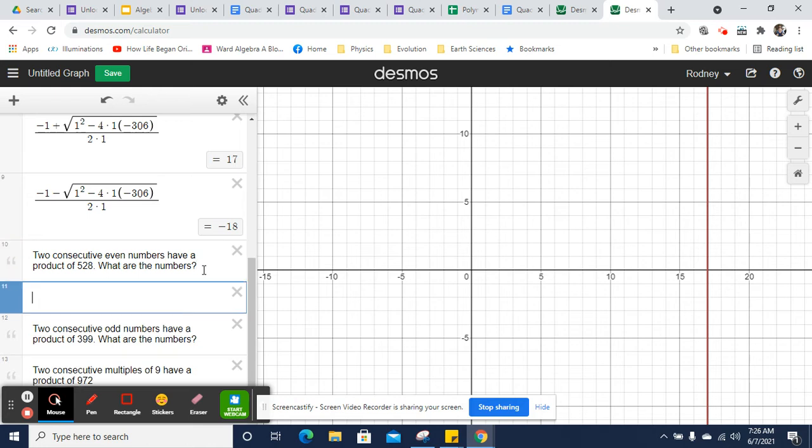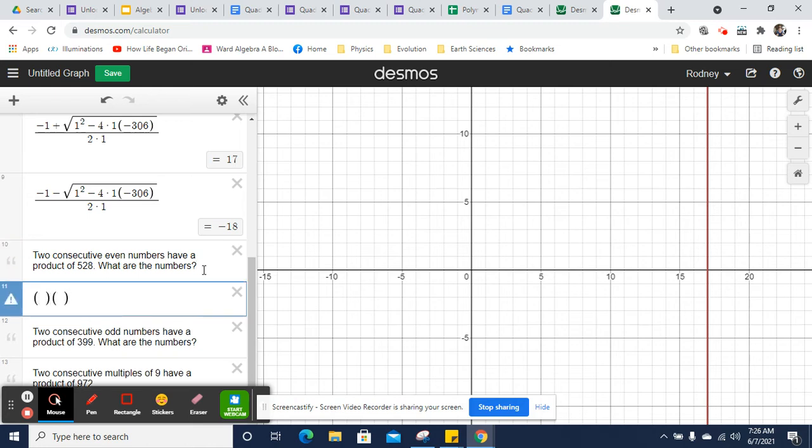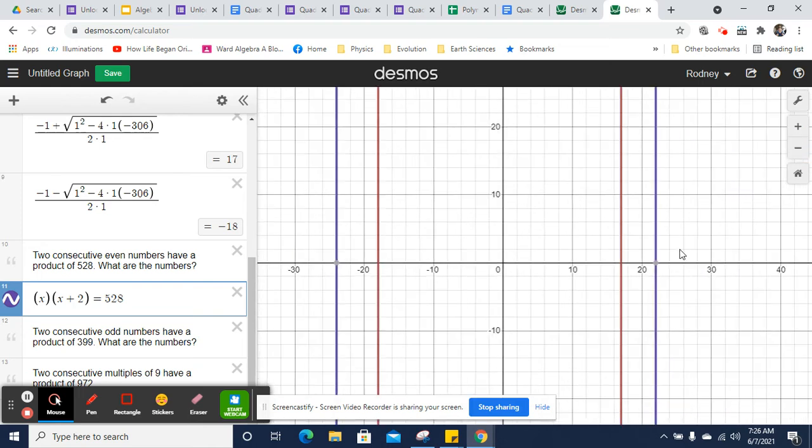We got 2 consecutive even numbers. So 2 numbers, we're multiplying them, and you get 528. How do we express 2 even numbers? Well, we could say x, and the next even number would be x plus 2. And then we would go about solving that. Okay, and I can actually just use the graph to find them. 22 would be one of them. The next one would be 24. 22 times 24 works. Or negative 24 times negative 22.